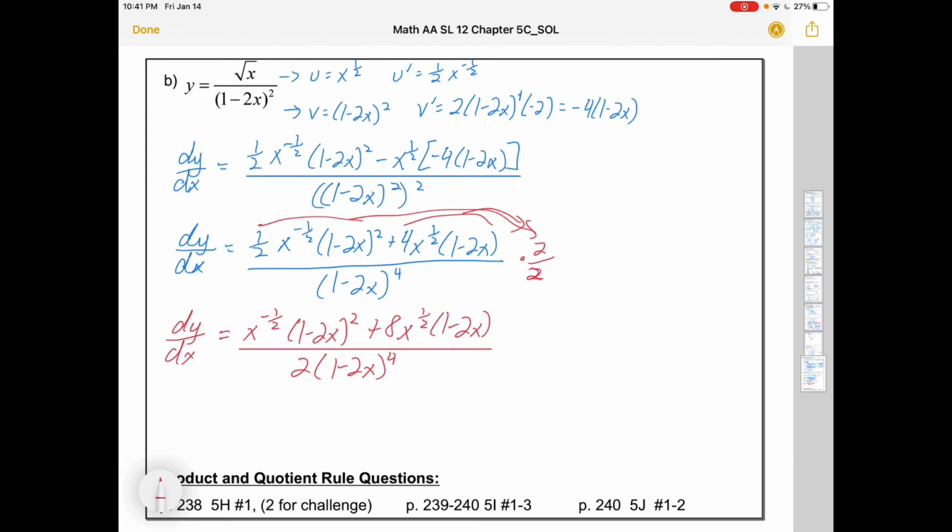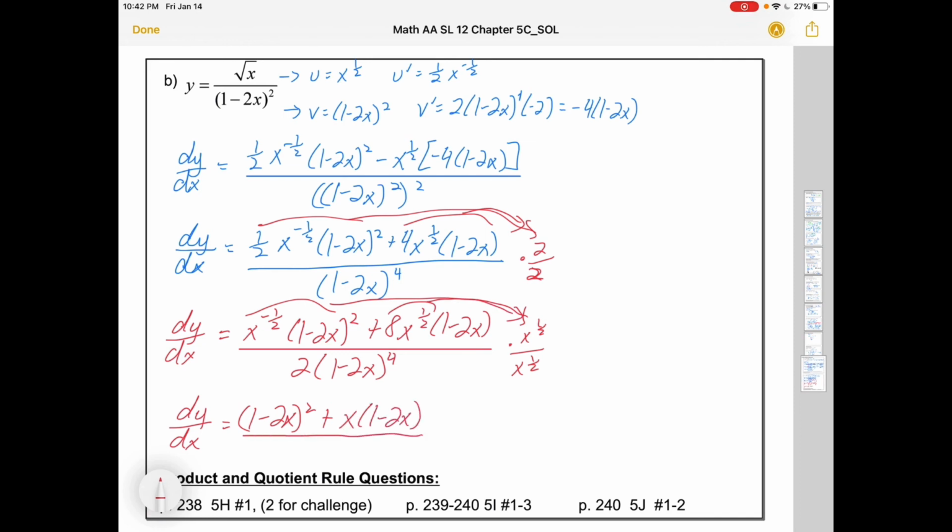If you want to go further with simplifying this, there are a few things you can do. I hate those powers of half, so I could times the top and bottom by x to the power of a half. And that's going to make this turn into an x to the 0, so it'll just go away. That'll be real nice. And it'll make this one turn into an x to the power of 1. And on the bottom, you'll have x to the half, which is root x, (1 - 2x) to the 4.